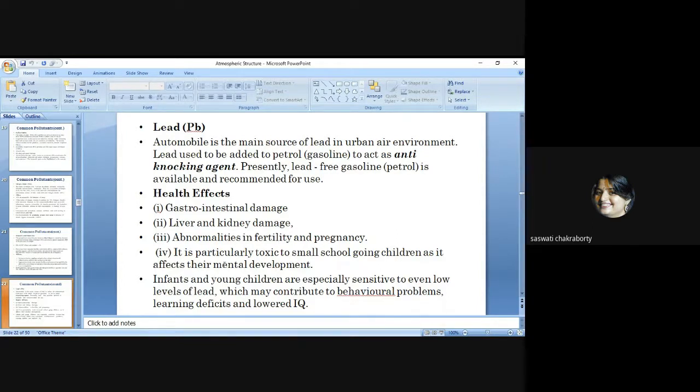And of course, this is important now, lead is highly toxic for school going children because it prevents their mental development. It causes mental retardation, as well as behavioral problems, learning defects, and poor IQ. So lead has a major effect on infants and children, school going children.